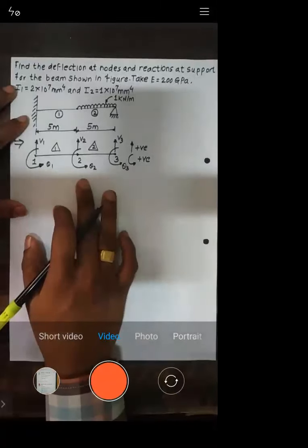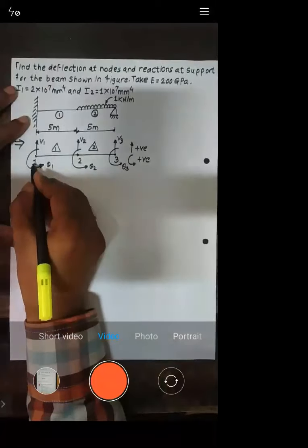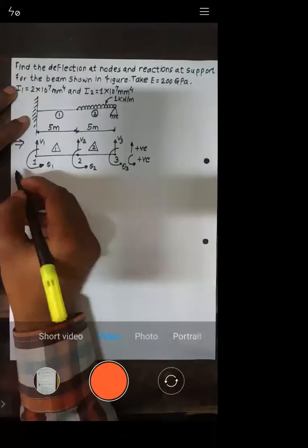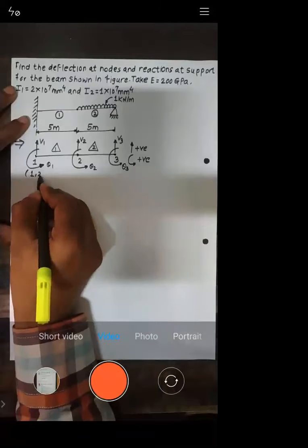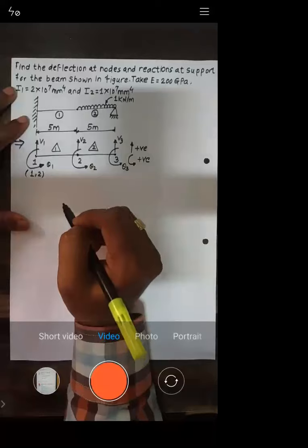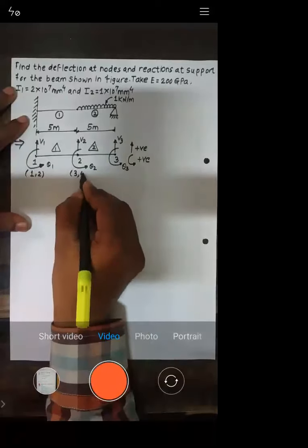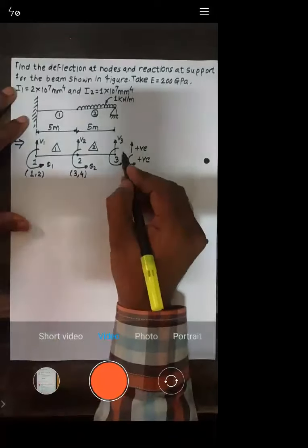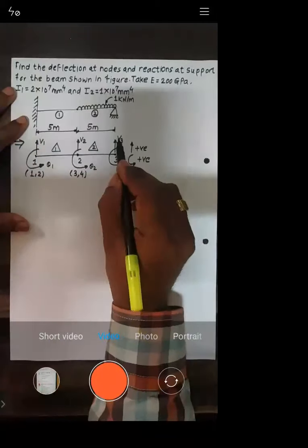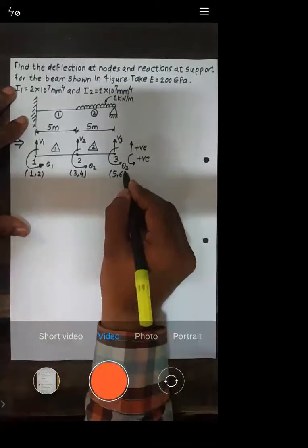See, every node will have 2 degrees of freedom, right? So this node will have 2 degrees of freedom, that is V1 and theta1. I will call this as 1, 2, right? Similarly, this node, that is node number 2, again will have 2 degrees of freedom, that is V2 and theta2. So I will call those as 3, 4, right? Similarly, this node 3 will again have 2 degrees of freedom, that is V3 and theta3. So I will call those as 5, 6, right?